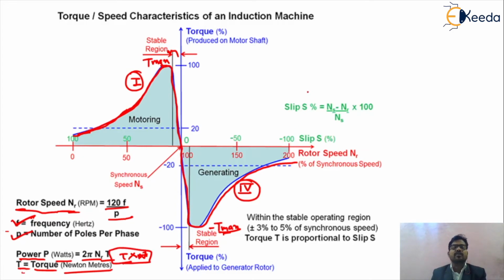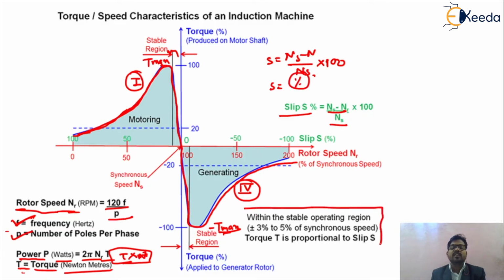So friends, we are getting the value of the slip. What should be the value of the slip? We should know that slip is equal to ns minus n upon ns. If you want the slip in terms of percentage, then multiply this term by 100. So we get the value of your slip in percentage. So friends, we have a very important concept in concern with the torque speed characteristics. The torque is proportional to the slip, because it is the torque slip characteristic. So if you want to draw the torque speed characteristics, this is the rotor value of your speed.